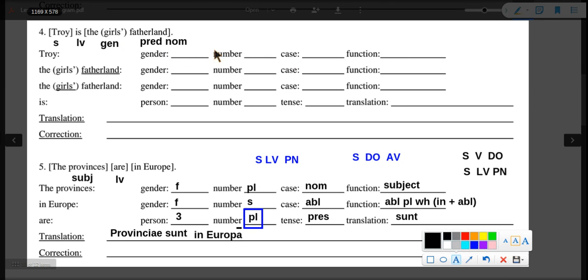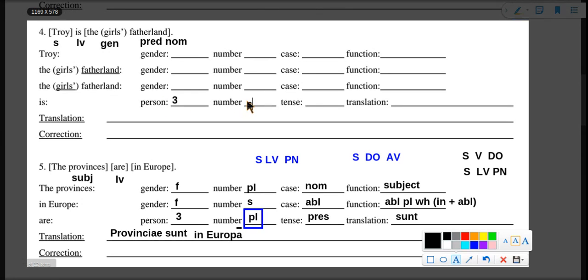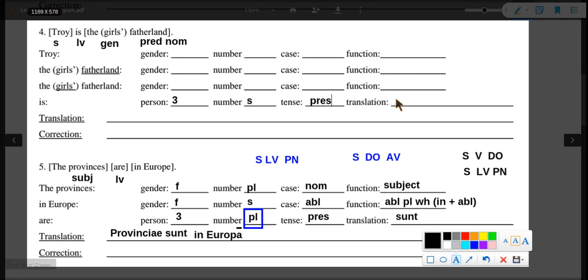Now we can come and identify our Latin forms. Start with your verb. So our verb is third person, singular. Its tense is present. And our Latin translation of that would be est. Remember, we have our subject-verb agreement, so our subject will also be singular here. And our subject, as we identified in our English sentence, is Troy. So Troy is feminine, singular. Its case, since we are dealing with our subject, will be nominative, and its function is subject.